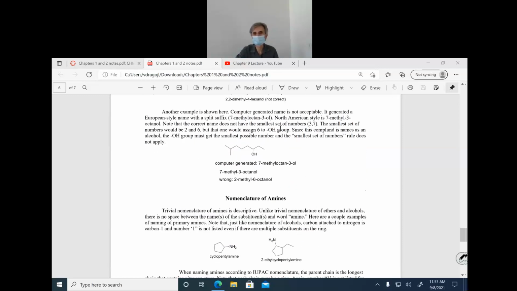And here is just another example. The computer-generated name is 7-methyl octane 3-ol. Now, the computer was pretty good here because it generated the correct European name. Again, as I said, some students are proficient enough, they know to move the 3 before octane, and then that's the correct name, 7-methyl-3-octanol. That's how you should name it. This is wrong, 2-methyl-6-octanol. Even though it's a smaller set of numbers, it gives 6 to the alcohol. It has to be 3, the smaller number to the alcohol.